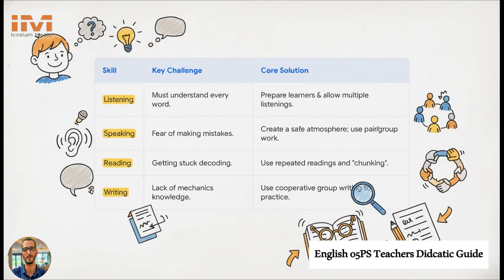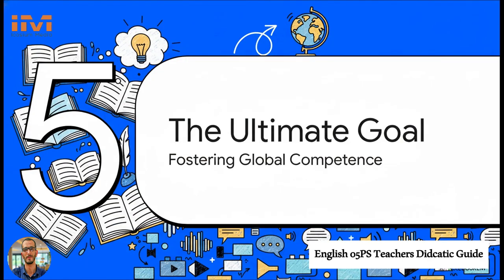Okay, this table is pure gold. It boils down the biggest challenge and the best solution for each skill. For listening, kids think they have to understand every single word. So the fix? Prep them for the task and let them listen more than once. For speaking, it's all about fear of making mistakes. So we have to create a safe space, using pairs and groups. For reading, they get stuck on just decoding the words. The answer? Repeated readings to build that fluency. And for writing, it's often the mechanics. So we use group writing to practice. See? Problem, solution.